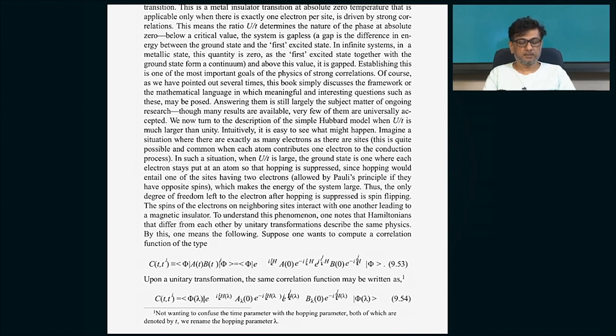So, in fact, if you think about it, the hopping is suppressed because it is half filling, and double occupancy is suppressed because U is large. So, it seems like both the kinetic and potential energies are 0.